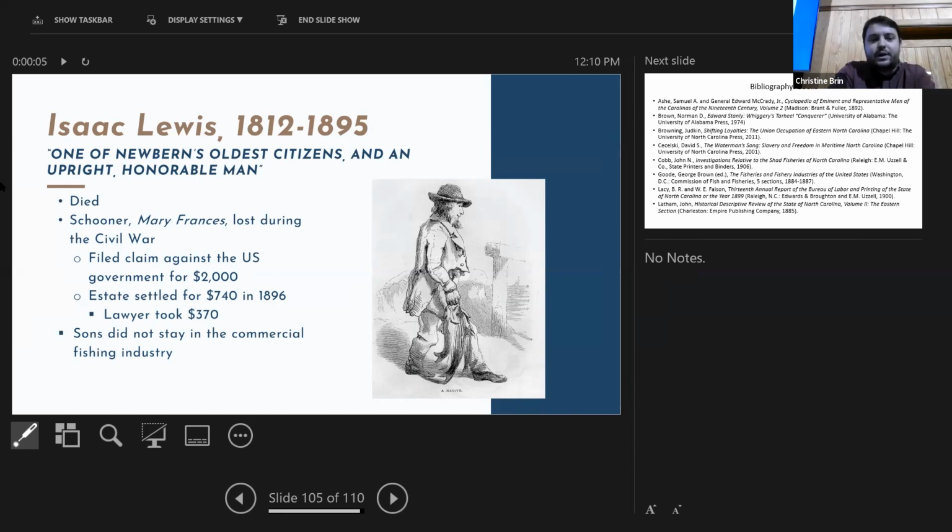But he was noted in his obituary as being one of New Bern's oldest citizens and an upright and honorable man. And so this talk's been a little bit different than what I usually do. I've tried to paint you all a picture of what the Neuse River fisheries looked like in the 19th century, using the lens of this one man's life, this fisherman.